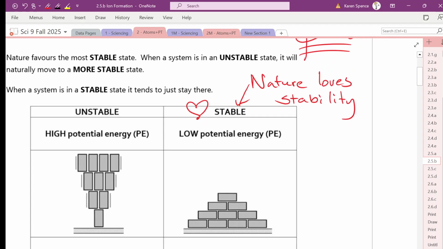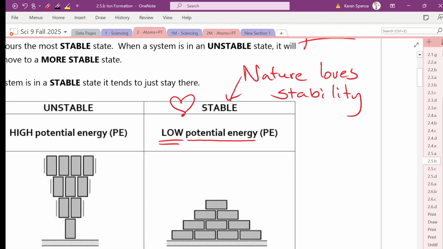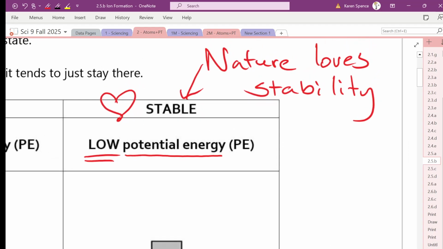And when something is stable, it is at a low potential energy. And we use the word potential energy so often in science that we will often abbreviate it just PE. So if you want to abbreviate potential energy as PE, you can do that. Okay?